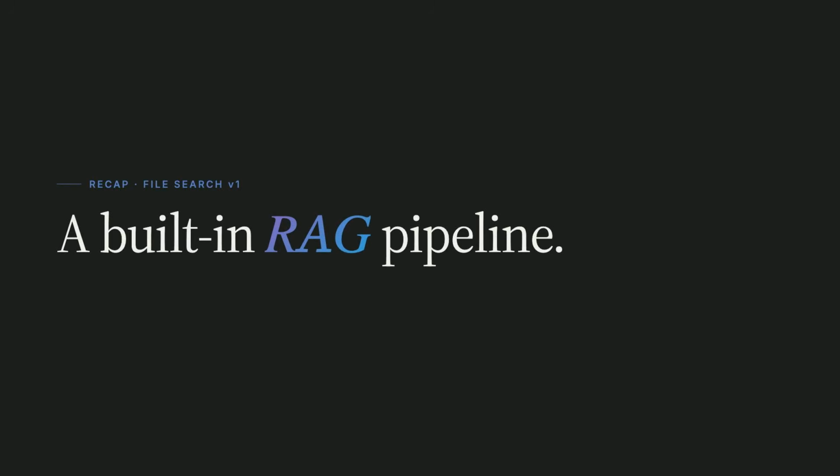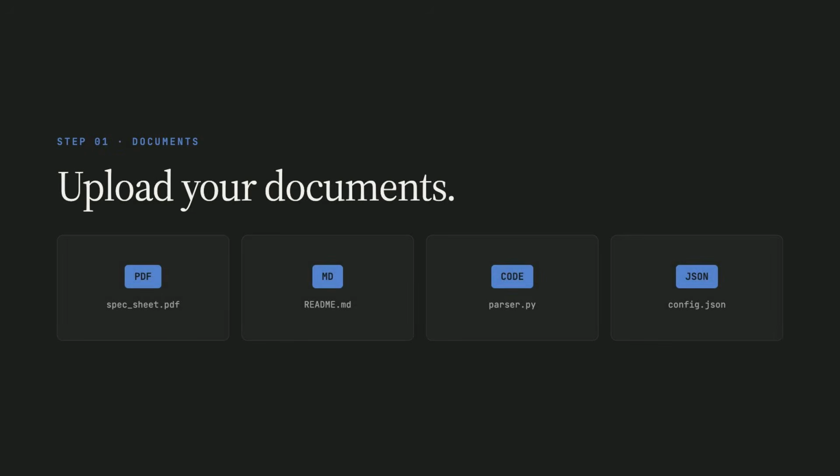Now, quick context for anyone who missed the original release. File search is basically a built-in RAG, or retrieval augmented generation, system inside the Gemini API. You upload your documents, the API chunks them, embeds them with Gemini embedding, and stores the vectors in something called a file search store. At query time, you pass file_search as a tool. The model retrieves the relevant chunk, and the response comes back grounded with citations pointing to the original source.